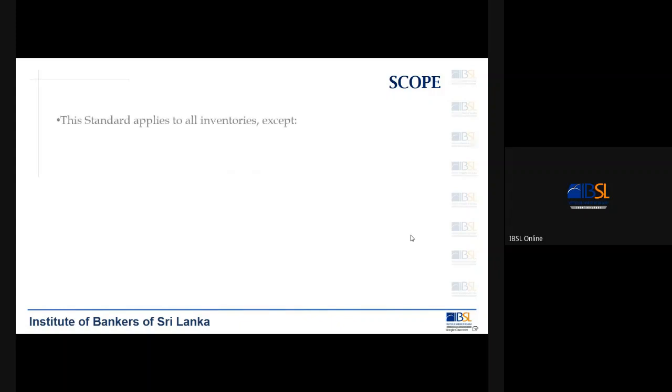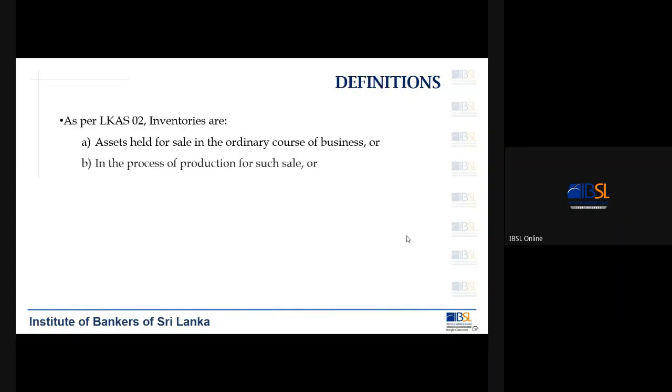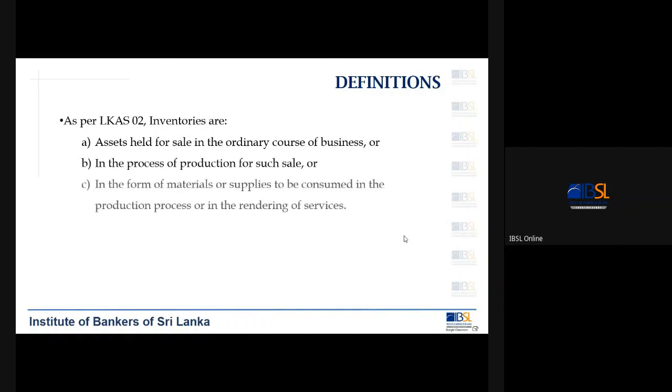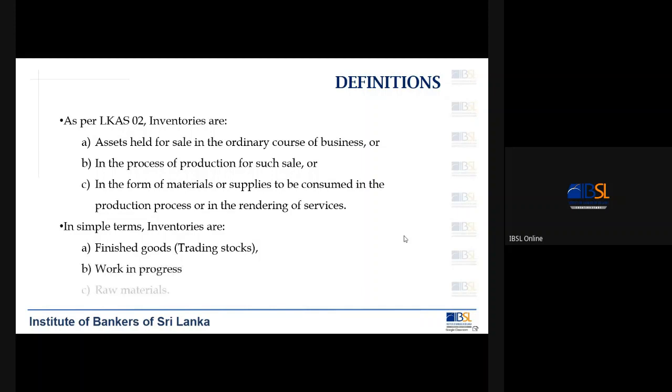Right. Scope, that we have already looked at. Definitions. Assets held for sale in the ordinary course of business are inventories, or in the process of production for such sale, or in the form of materials or supplies to be consumed in the production process. In simple terms, inventories are finished goods, work in progress, and raw materials. Okay, so please remember, your stocks can take three forms.